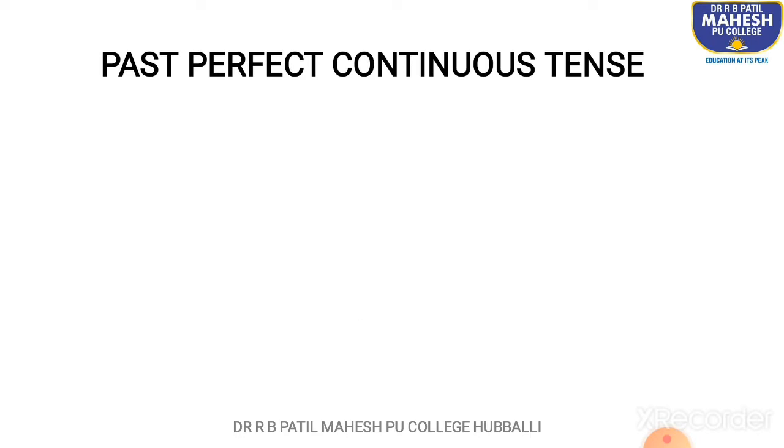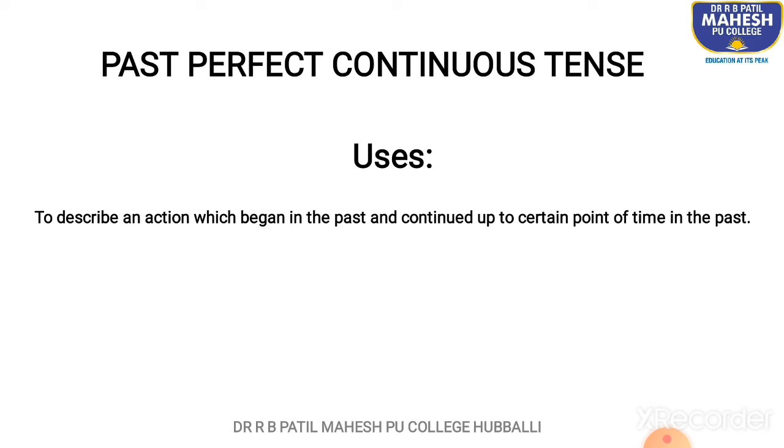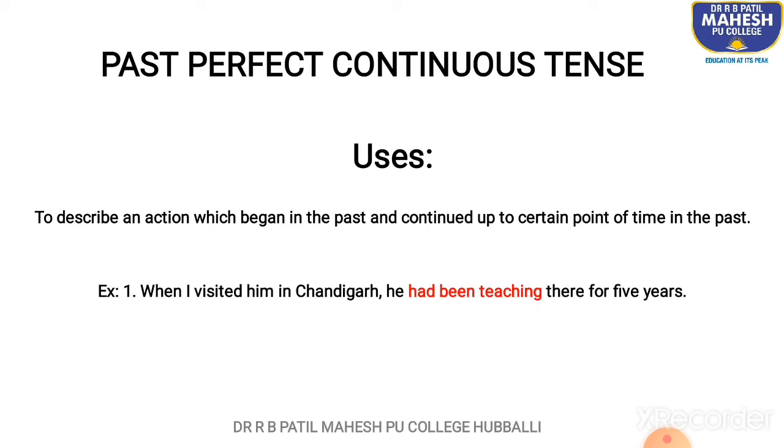The next one, past perfect continuous tense. Now the use is to describe an action which began in the past and continued up to a certain point of time in the past. So we are talking about the past. An action that took place sometime in the past, it began and continued to a certain point of time. So, past perfect continuous tense. Example: when I visited him in Chandigarh, he had been teaching there for 5 years.